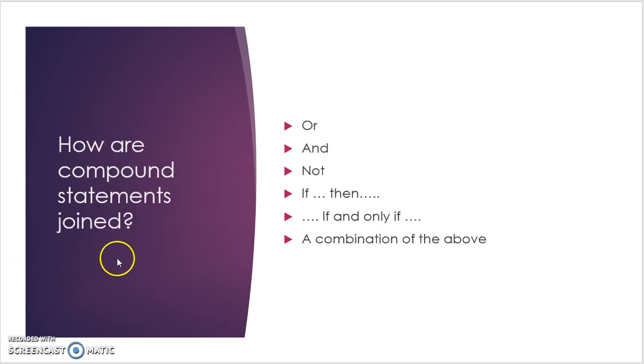Oh, and let me back up. I forgot to mention, there are symbols which I did not put in here. An or, the symbol looks like a V, and an and looks like an upside down V. The not is a squiggle in front of the variable, and if-then is an arrow, and if and only if is a double arrow pointing both ways. Okay, last slide.